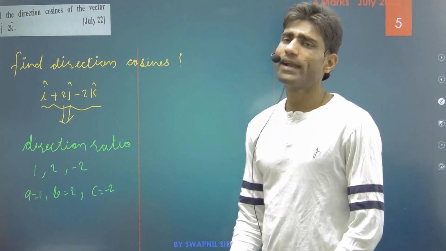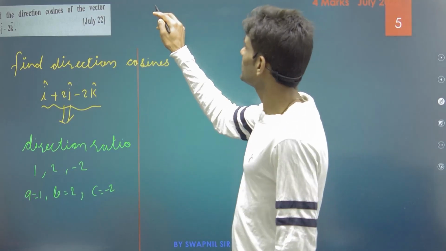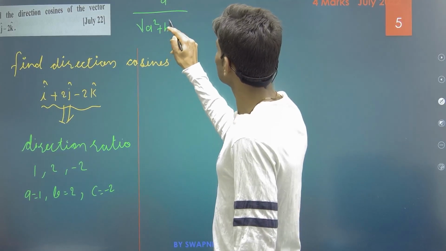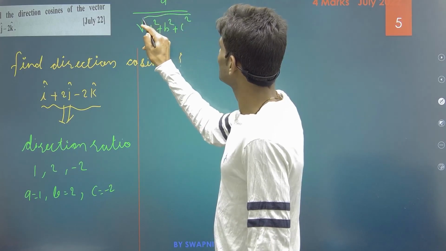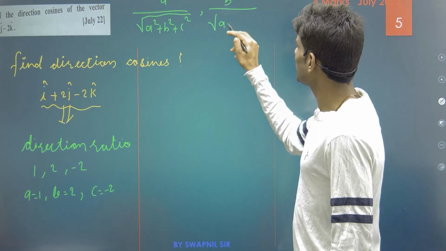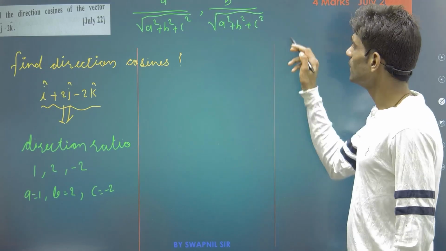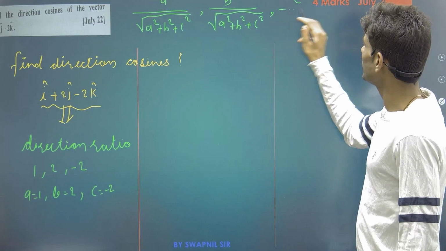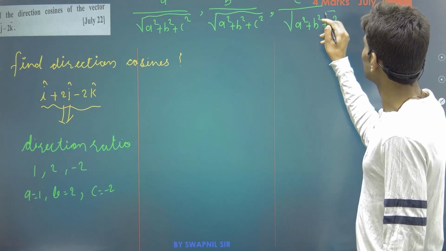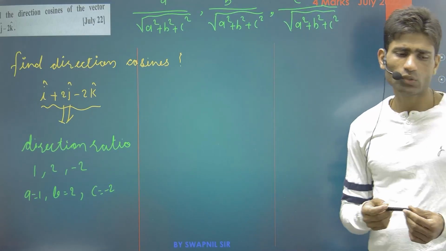For finding the direction cosines, we know that we can write the first direction cosine as a upon square root of a square plus b square plus c square, the second direction cosine as b upon square root of a square plus b square plus c square, and the third direction cosine as c upon square root of a square plus b square plus c square. These are the three direction cosines.